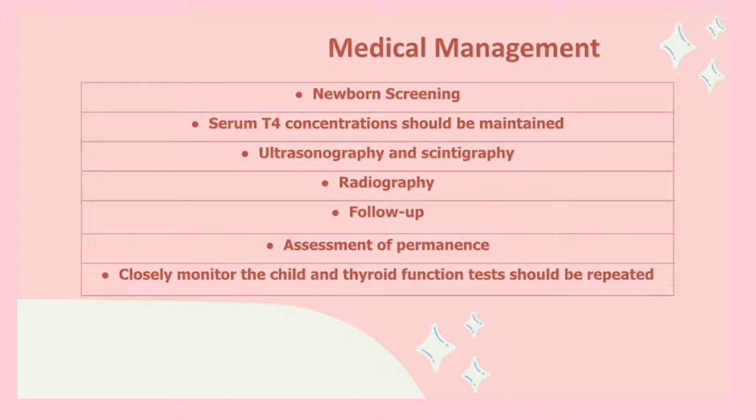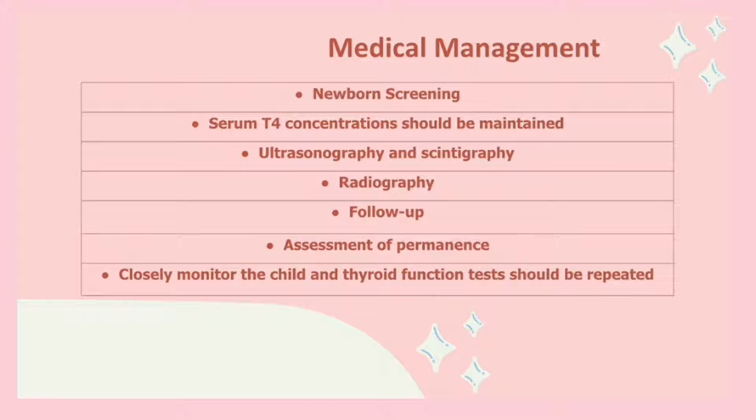Ultrasonography and scintigraphy. Ultrasound and thyroid scintigraphy help determine the anatomy and function of the thyroid gland as well as the etiology of congenital hypothyroidism. Radiography. A lateral radiograph of the knee may be obtained to look for the distal femoral epiphysis. Follow-up. Laboratory and clinical evaluations must be performed regularly in infants with congenital hypothyroidism during the first 3 years to ensure optimal dosing and adherence to therapy.